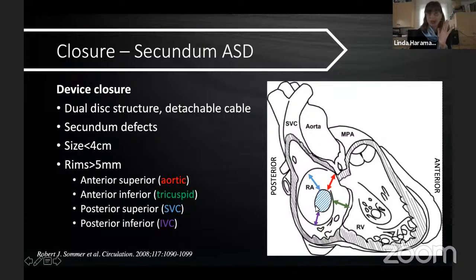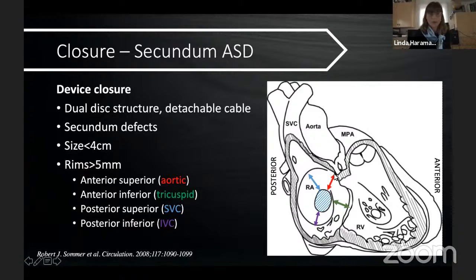So it's used for secundum defects, and you have to have sufficient rims. In other words, the wall around the defect, there has to be enough of it so that the device has purchase on the adjacent interatrial septum. There's also a size limit to the size of the defect. When I wrote this, it was 4 centimeters. There's constant innovation, and different devices are coming to the market pretty readily. But if the defect is too large, it won't be amenable to device closure.